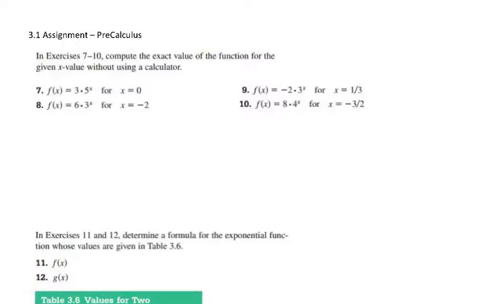So here we are with the 3-1 assignment for pre-calc. Alright, first thing we're going to do is compute the exact value of the function for the given x value without using a calculator. Ooh, so tricky.